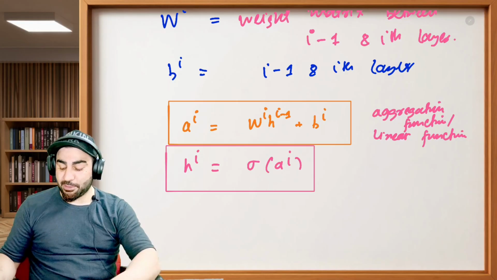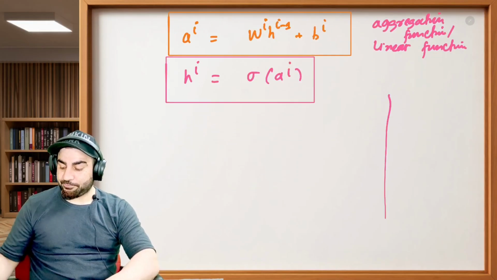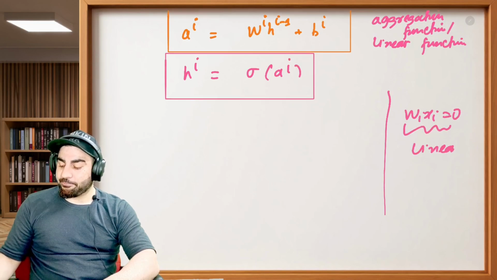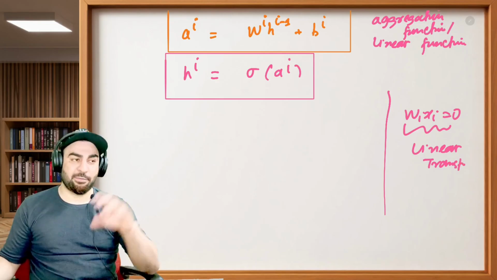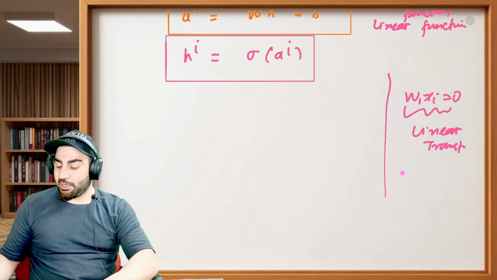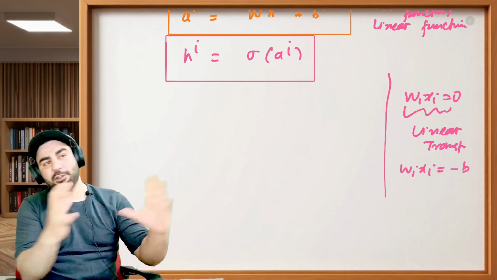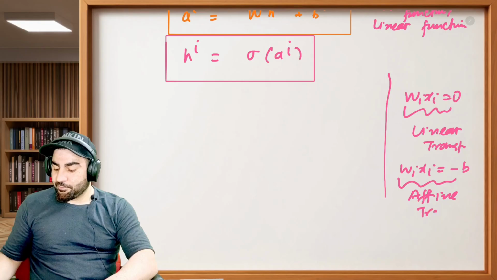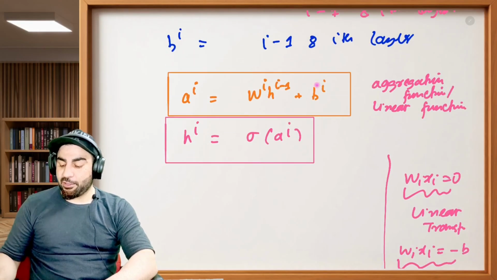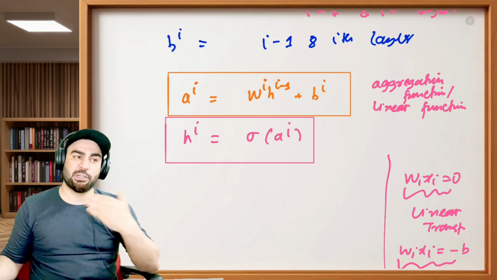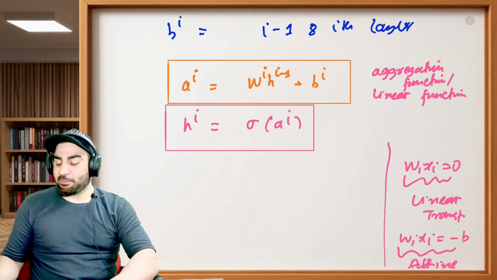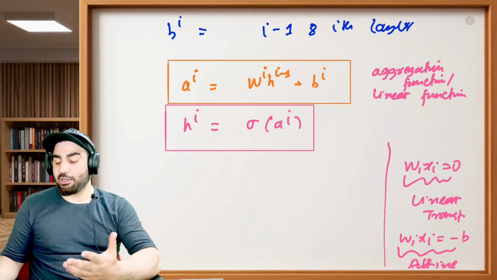I'll tell you what affine transformation means. Just a side note, if you have Wixi equal to 0, this is called a linear transformation. Why linear? Because this is a linear combination of the weights. So if you write Wixi minus b, or plus b, equal to 0, now you shift the whole linear surface. So this is called affine transformation. Many other times you will see linear transformation, and affine transformation is also a linear transformation. So in good words of mathematics, we can write it as affine transformation, aggregation function, or linear function.